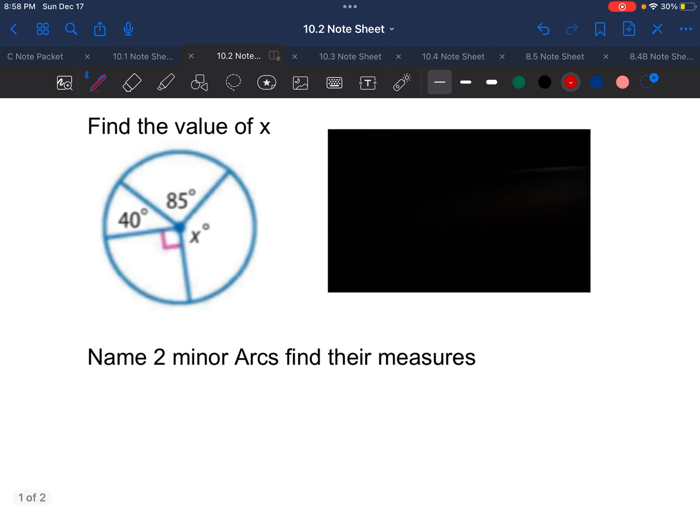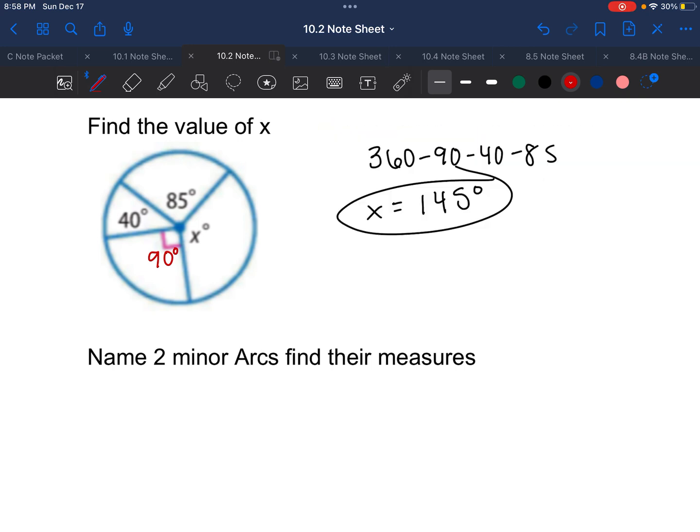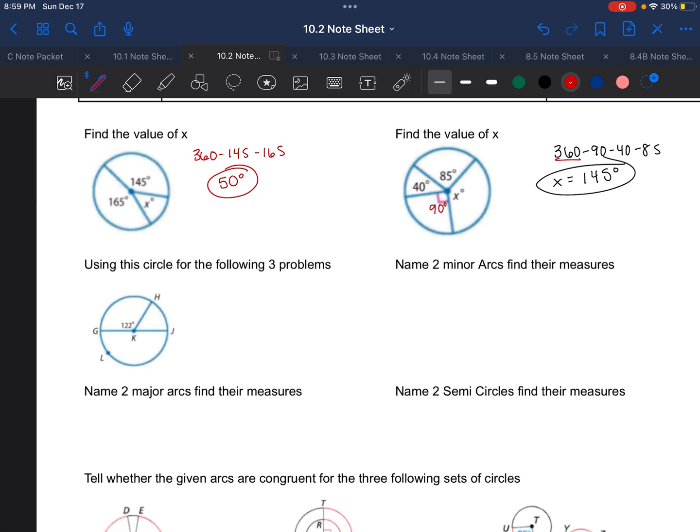So pause here, try this one on your own. Okay, find the value of x. You know this is 90. Oops, this is 90. So we'll do 180 minus 90 minus 40 minus 85. Or not 180, start with 360. And you'll get 145 degrees for that angle x.